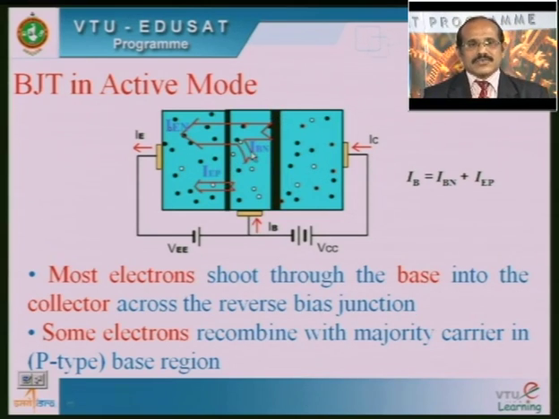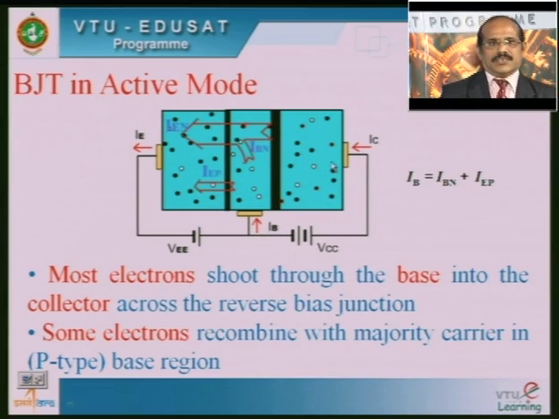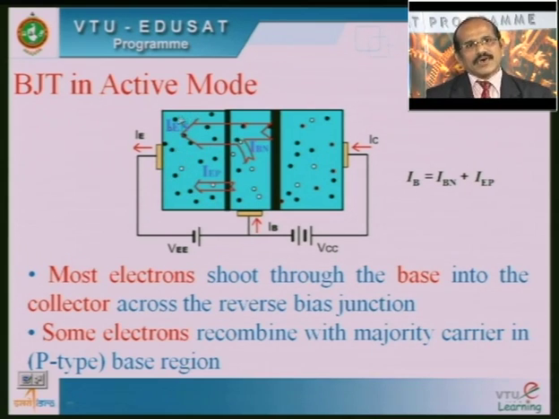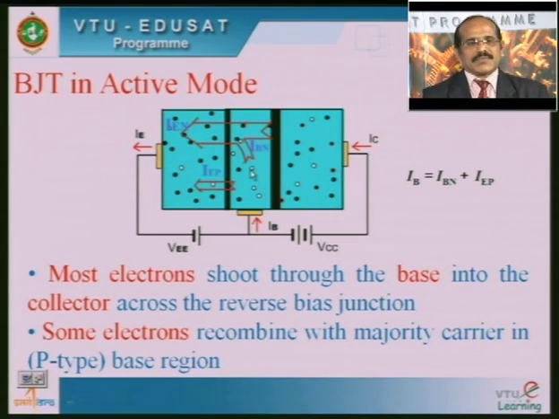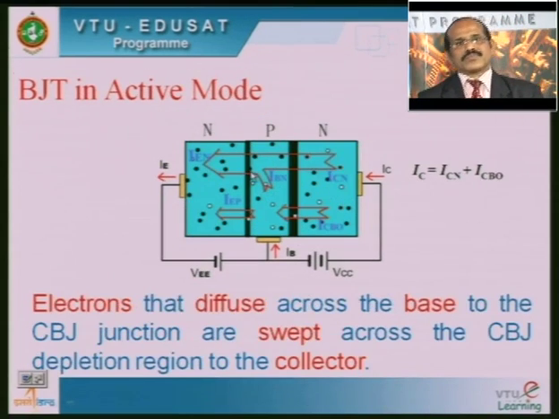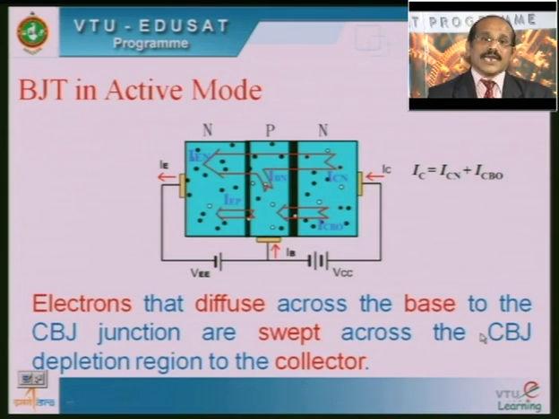Therefore, these electrons immediately shoot through this base region, and immediately they move into the collector region, that is across the reverse bias junction. However, some of these electrons which move from the emitter to base will recombine with the majority charge carriers in the base region, which is nothing but a P type region. So electrons which diffuse across the base region to the collector base junction are swept across the collector base depletion region to the collector here.